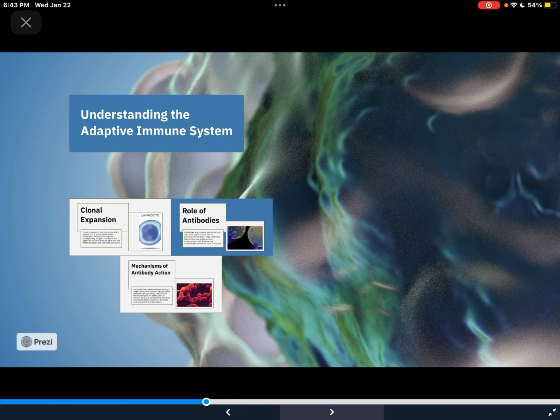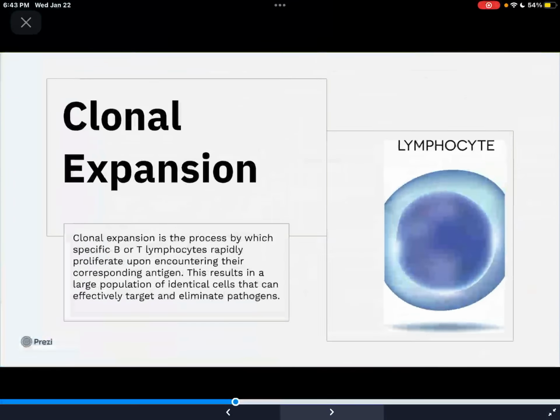Let's talk about the adaptive immune system and how it differs. Clonal expansion is the process by which specific B or T lymphocytes rapidly proliferate upon encountering their corresponding antigen. This results in a large population of identical cells that can effectively target and eliminate pathogens. So this can occur in your thyroid.